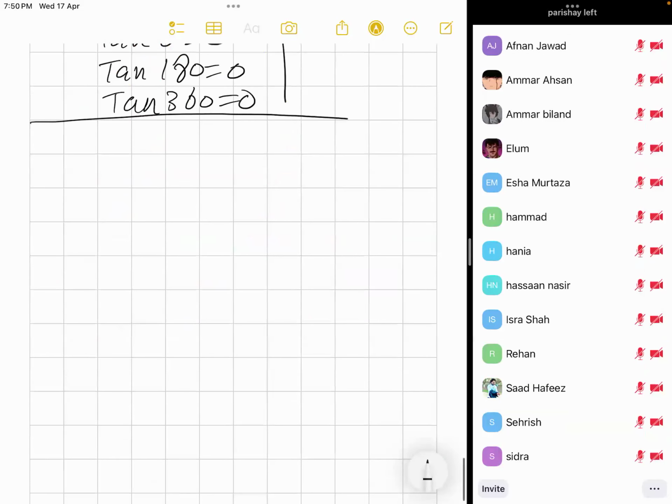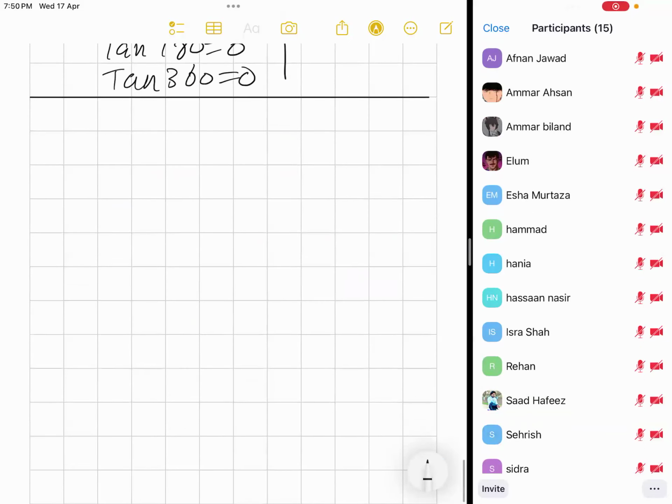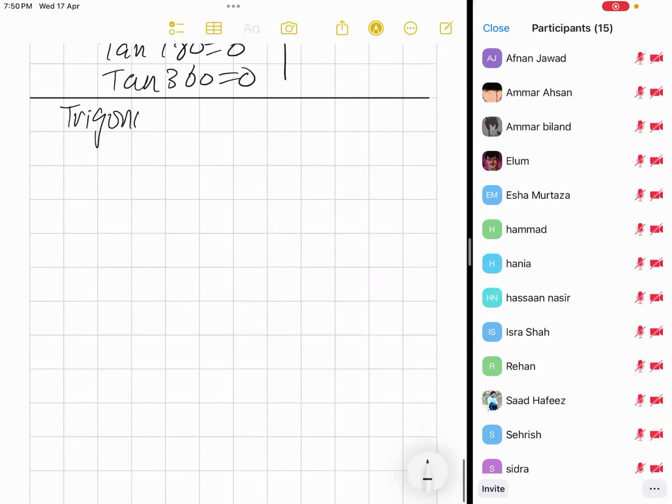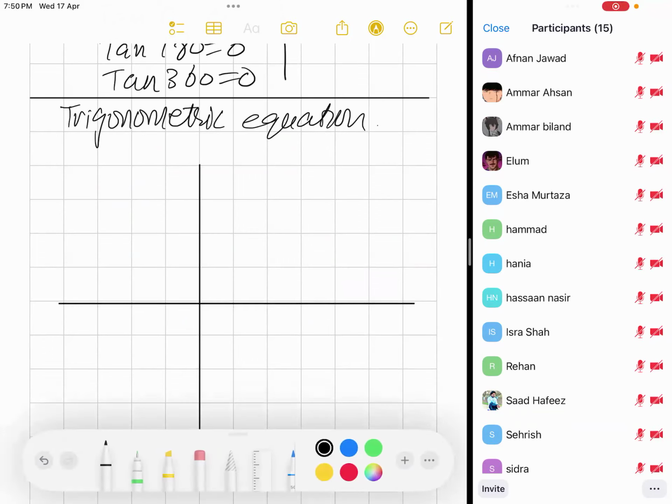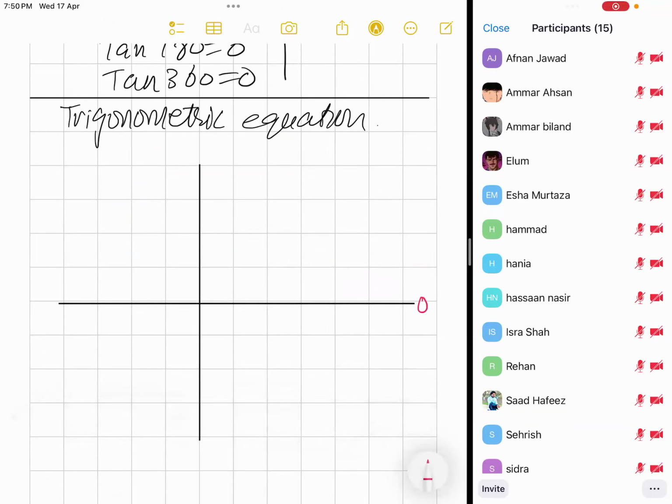Okay, the last thing in the trigonometry is trigonometric equations, and then we are done. For trigonometric equations, we need to develop the rule of plus. Remember that this is your 0 degree or 360 degree. This is 90. This is 180 degree, and this is 270 degree. These are fourth quadrant. In this, all are positive.